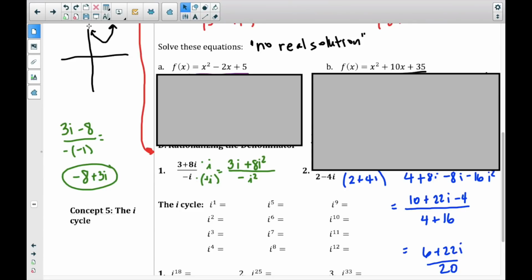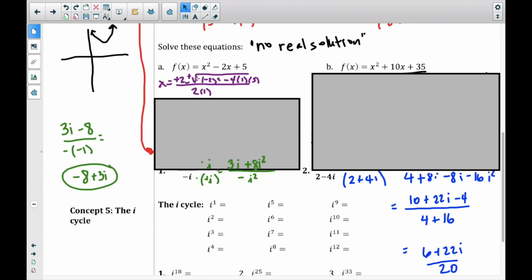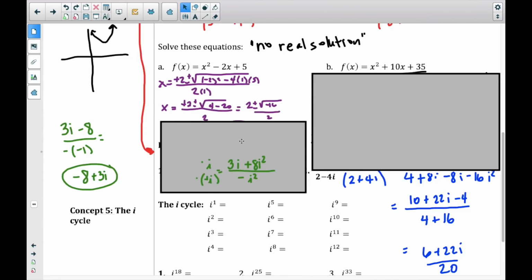So go ahead and set this one up, example A, with the quadratic formula, and let's work through here and see what we get. So you start plugging in, and then we want to go ahead and simplify this because our calculator isn't going to simplify it, since it's going to tell us there are no real solutions. So I'm going to go step by step and see what we get.